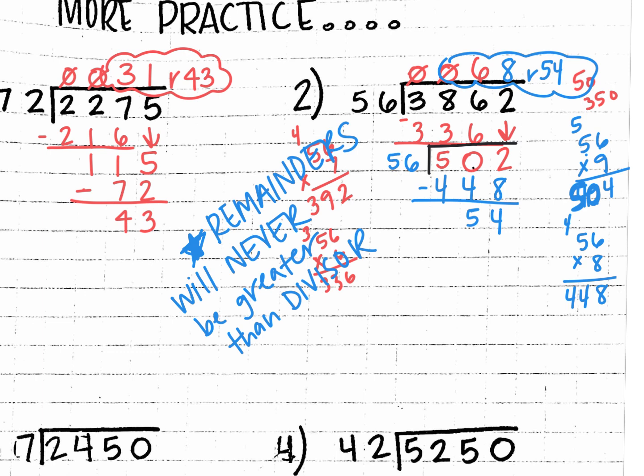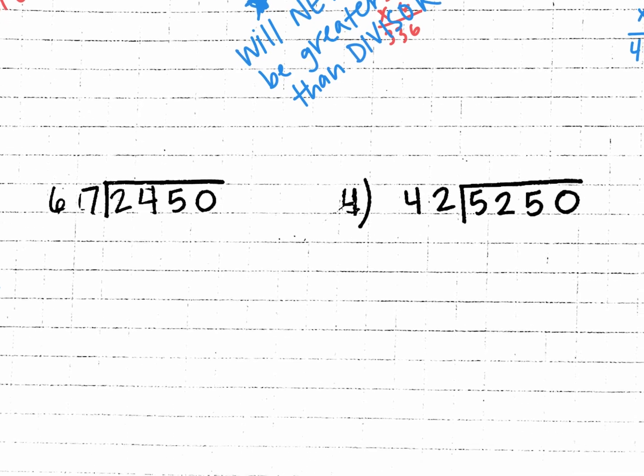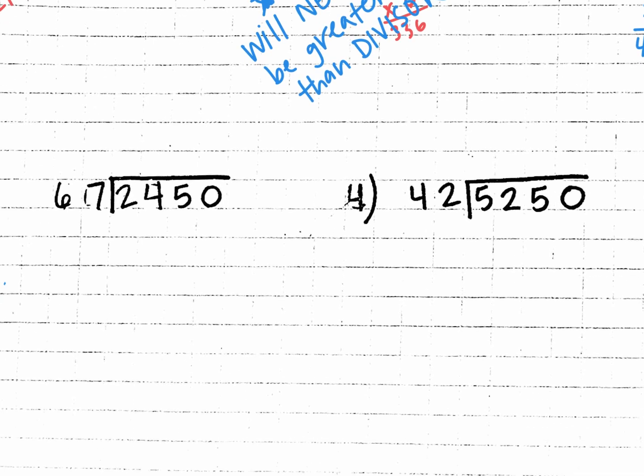Okay, we're going to do one more together. This time we're going to do the times 5 way instead of compatible numbers. And then I'm going to let you and your group try the last one together and we'll check it.